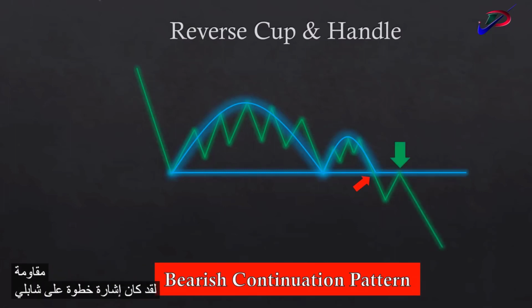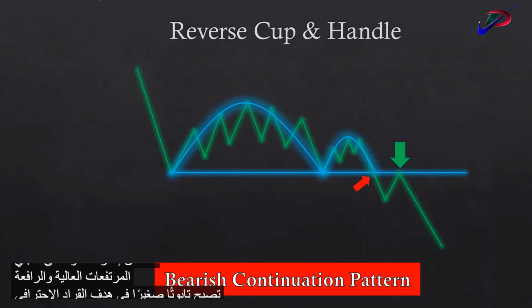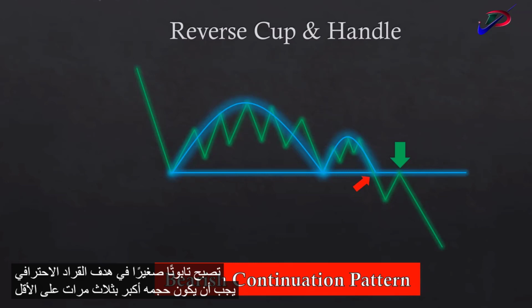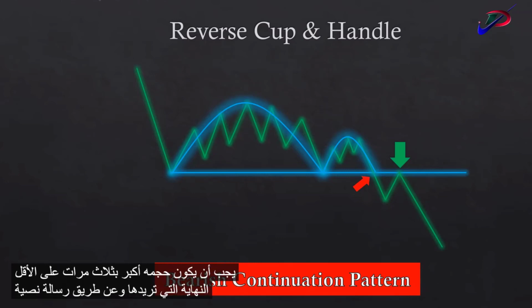The stop should be above the highest high in the handle or the small arc, and the take profit target should be at least 3 times as large. This finishes the continuation patterns.